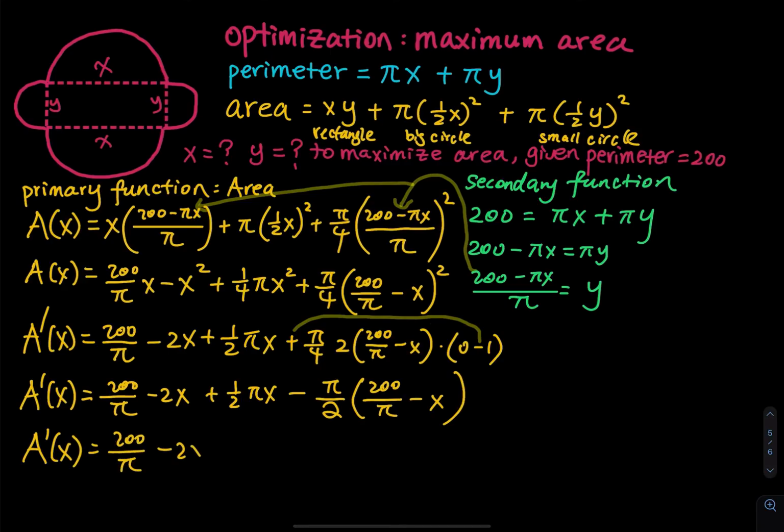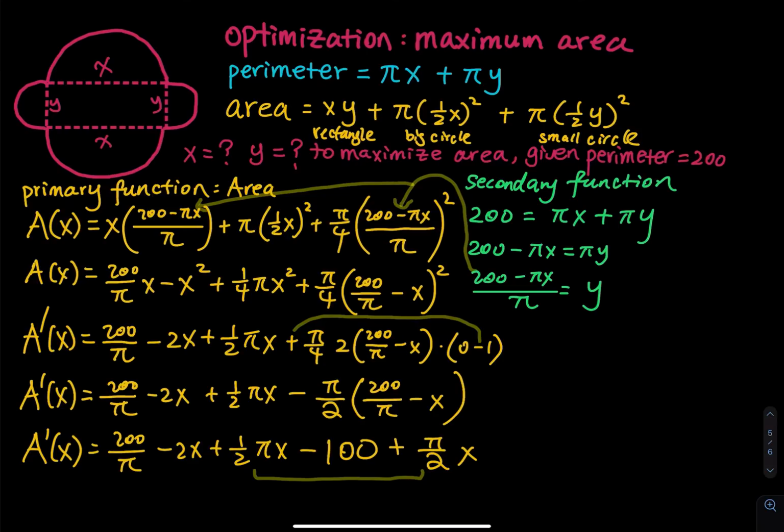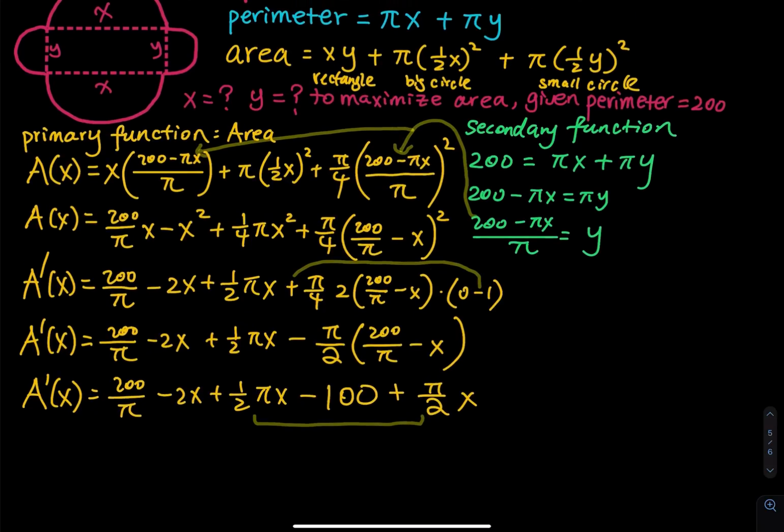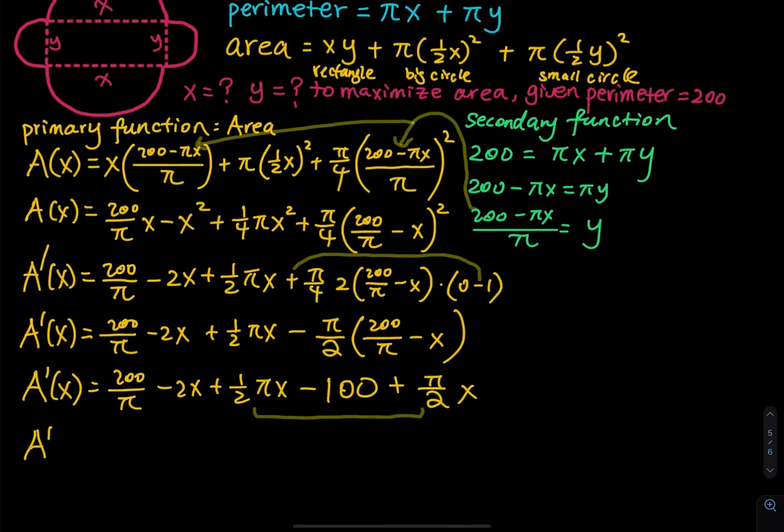And then minus 2x plus 1/2 pi x, and then minus, this becomes 100, right? And then minus, that will be a plus, and then we have a pi over 2 x. Okay, what else can be simplified? So we know that these two can be simplified. That will be a half plus a half. So overall, we will get A prime of x equals 200 over pi and then minus 2x, and then half plus half is a 1, so pi x, and then minus 100.